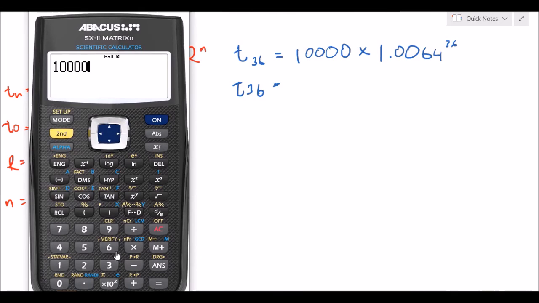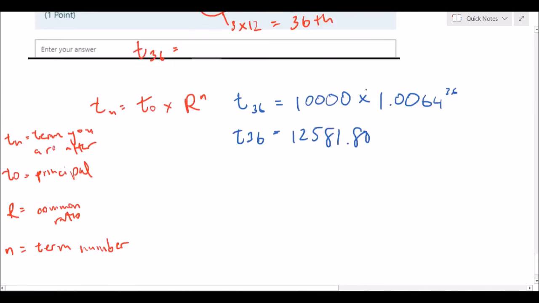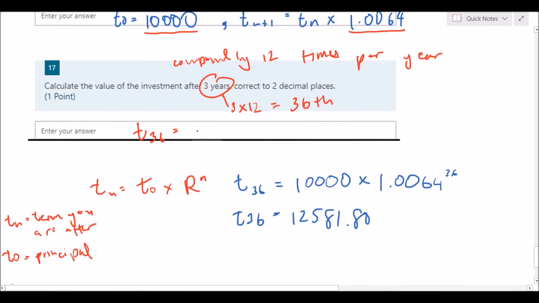Put it in your calculator: 10,000 times 1.0064 to the power of 36. So that means the answer is 12,581.7, or we'll round it to 12,581.80.